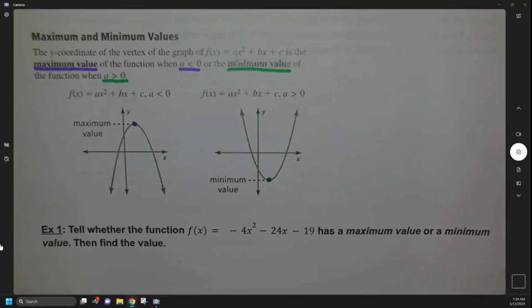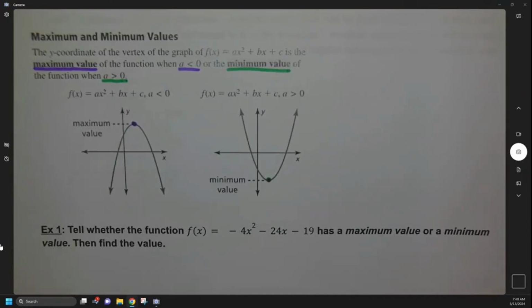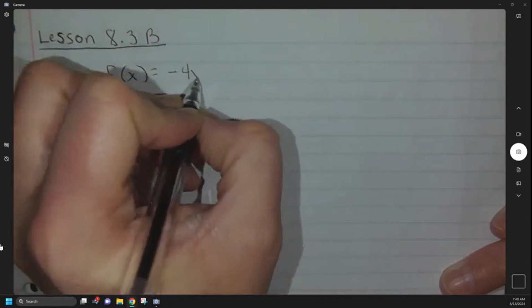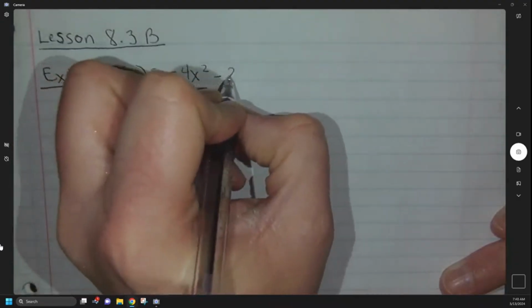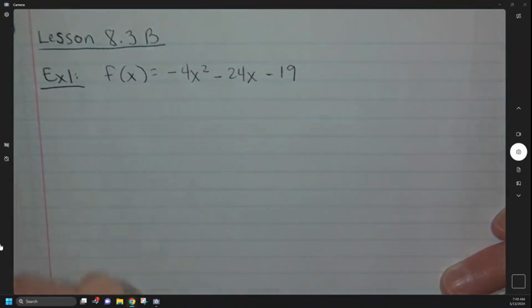So if we're looking at example 1, it says tell whether the function f of x equals negative 4x squared minus 24x minus 19 has a maximum value or a minimum value, and then we have to find the actual value. So let's go ahead and jot that down in our notebook. We've got example 1. Our equation is f of x equals negative 4x squared minus 24x minus 19.